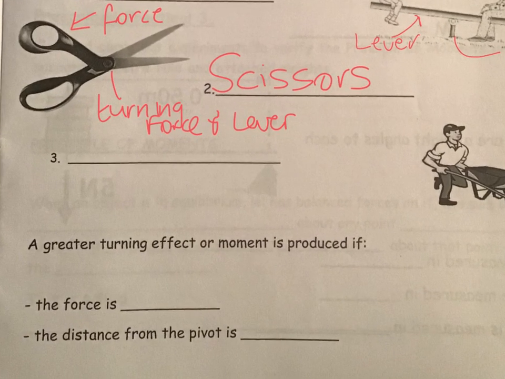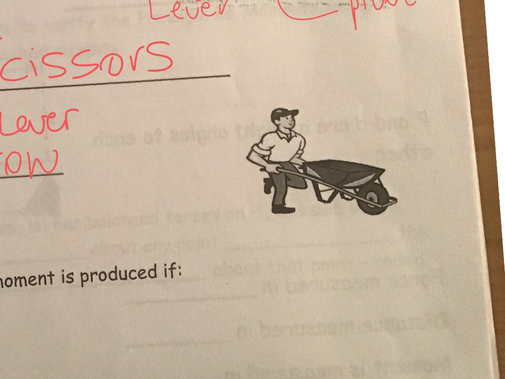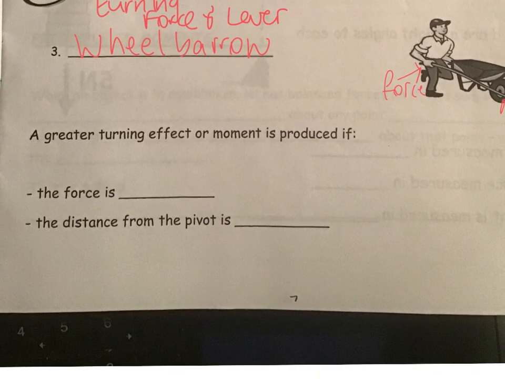Another place where we would see turning forces would be a wheelbarrow. Again, it's another type of lever. You would see the pivot in a different position. I think you've described them as class A, B and C levers. With a wheelbarrow, the pivot is at the front, and your force is coming from the handle, and then you get the lever working on that, so a greater turning effect or moment.